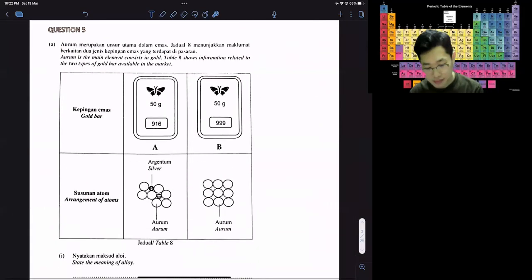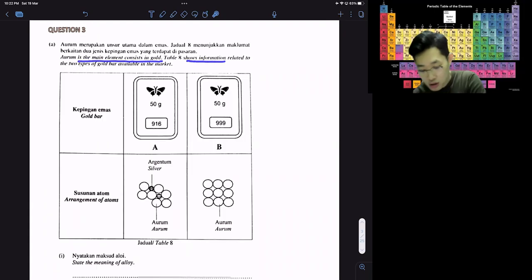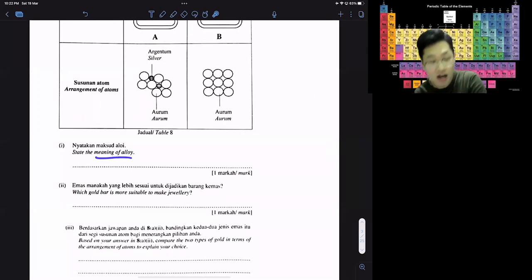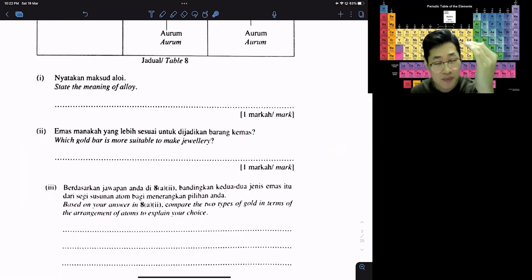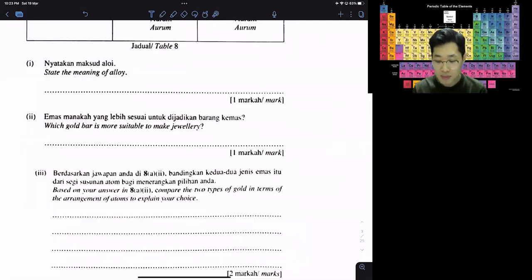Any question 3? Aurum is the main element in gold. So they ask you the meaning of alloy. Alloy is a mixture of two or more elements of which the main component must be a metal. If you can do, you do. Cannot do, then never mind.